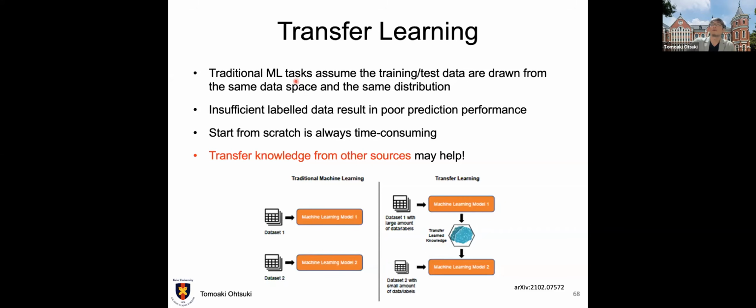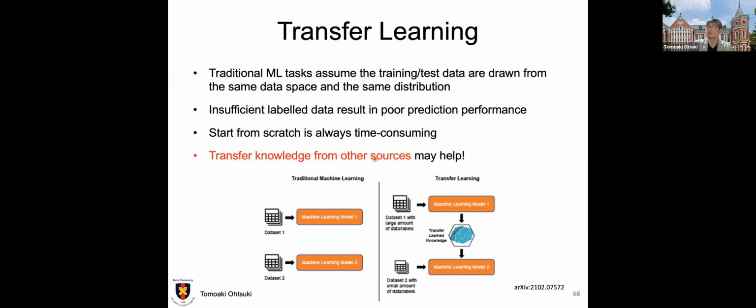Okay, let's see. Traditional machine learning tasks assume the training and test data are drawn from the same data space and the same distribution. But in practical cases, we have to worry about insufficient labeled data. Sometimes it's difficult to obtain, or sometimes it costs. This results in poor prediction performance. Also, if we start from scratch, training the model is always time consuming. That's also not good, particularly if we want to use this technique in a dynamically changing environment. So the idea of transfer learning is to transfer knowledge from other sources.